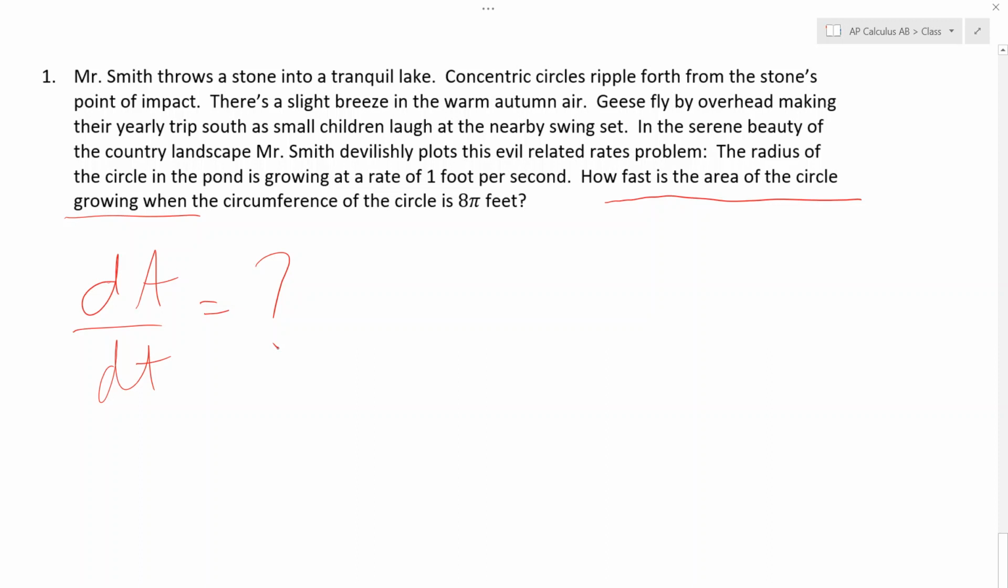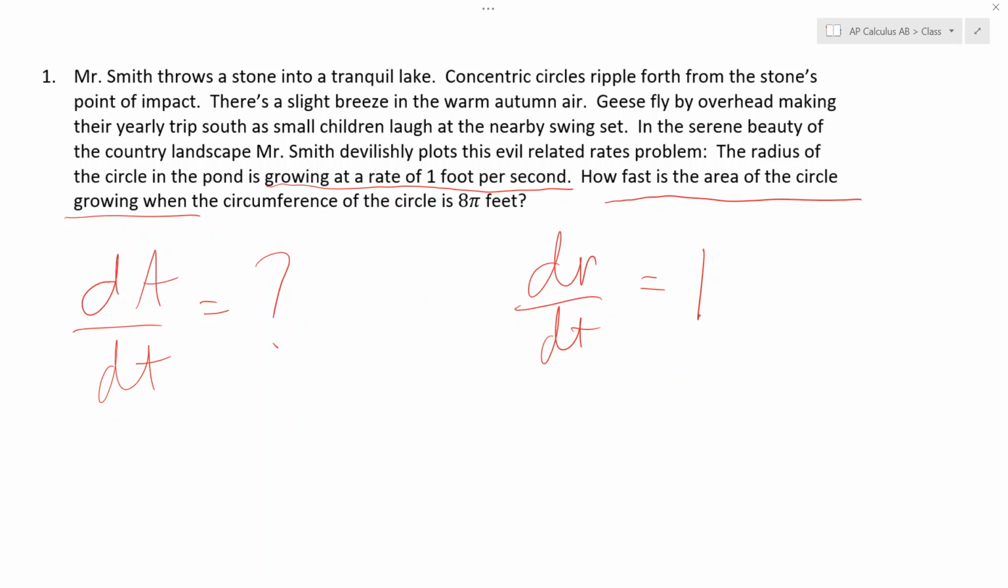We know the radius is growing at 1 foot per second. So we know dr/dt is 1. Cool? So if I can find an equation that links area to radius of a circle, then I can derive that. It's going to work out nicely. Okay? If I couldn't, still keep in mind we want the rate of change of area. So let's get an area equation and derive that.